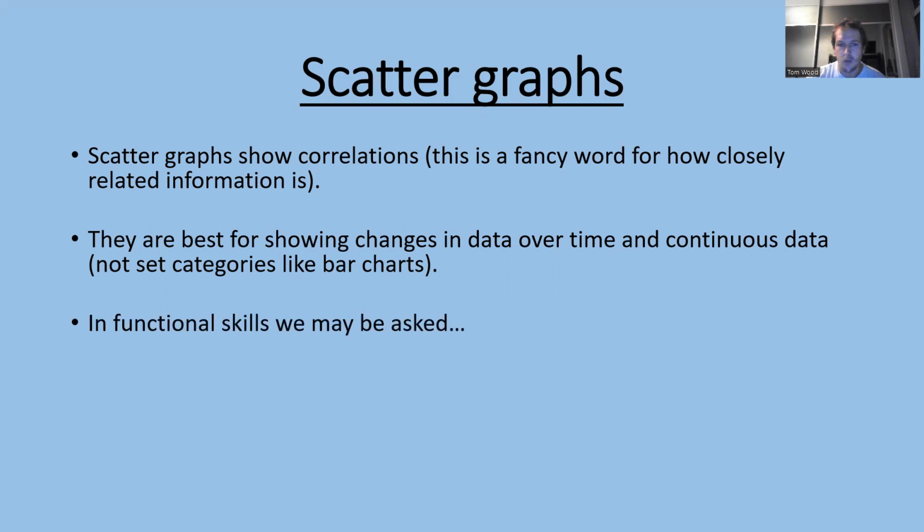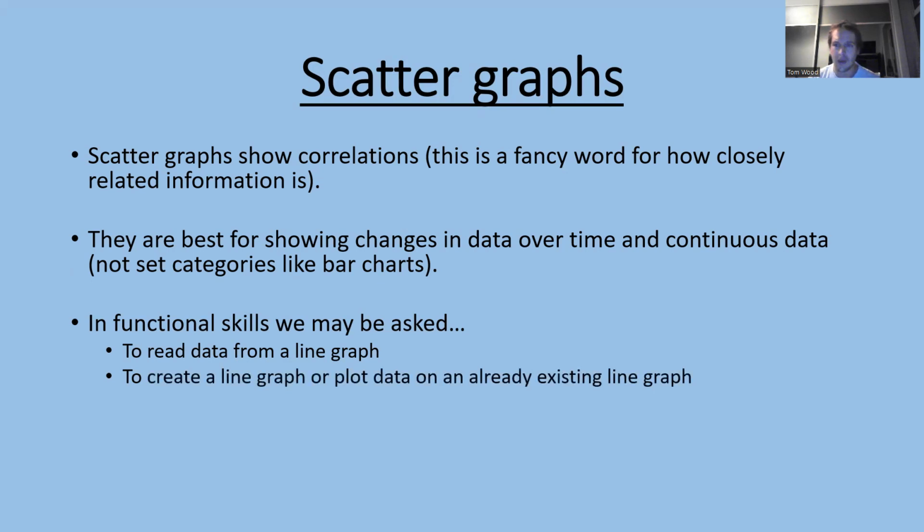So in functional skills, we may be asked to read data from a line or scatter graph, to create a line or scatter graph. Where it says line graph there, that is the exact same as scatter graph. Sorry, I need to change that. But to create a scatter graph or plot data on one that already exists, it might just be add this information to the graph.